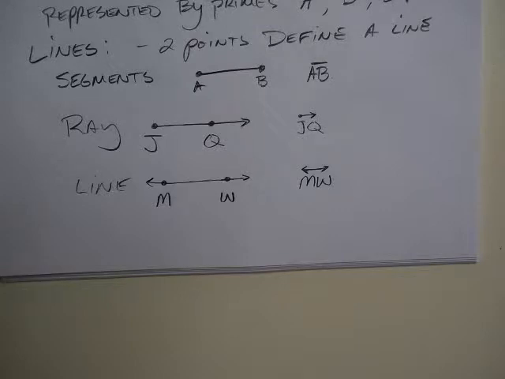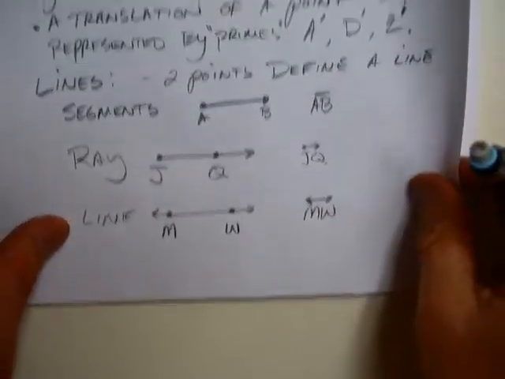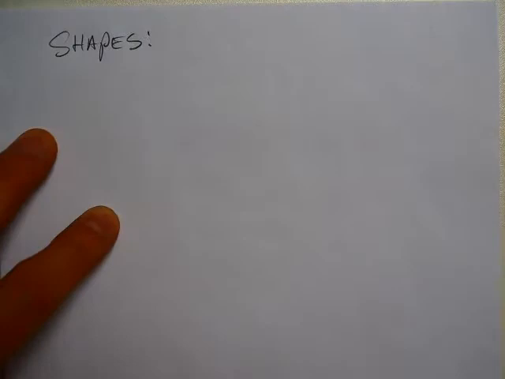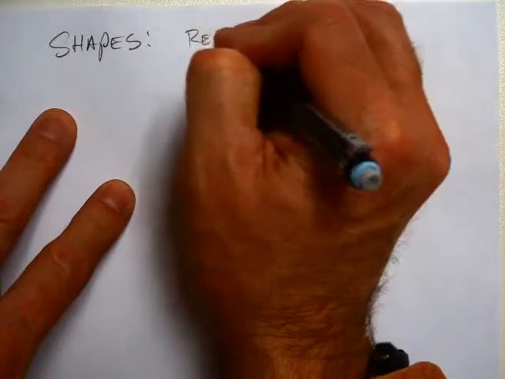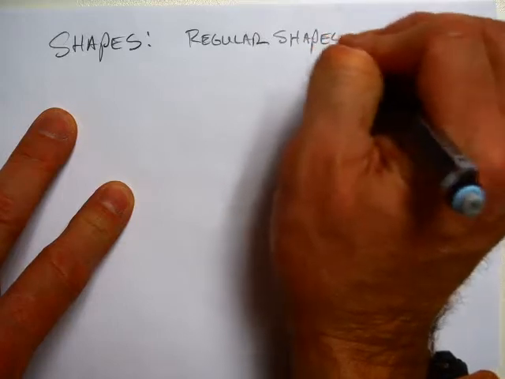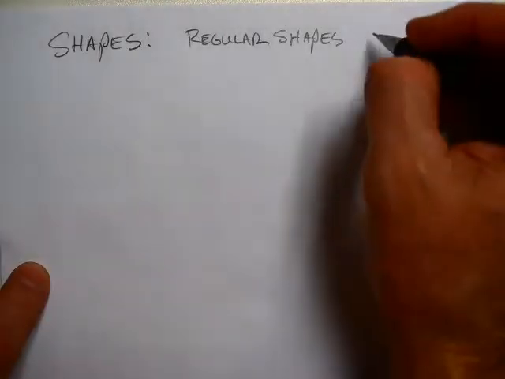Oh, no, there's something else we need to look at. Shapes. Let's talk about shapes. We'll call these regular shapes. Regular shapes have equal interior angles and equal sides. All sides and all interior angles are equal.